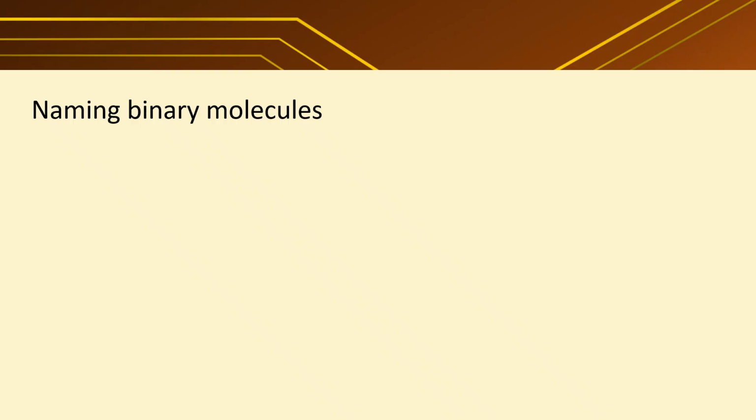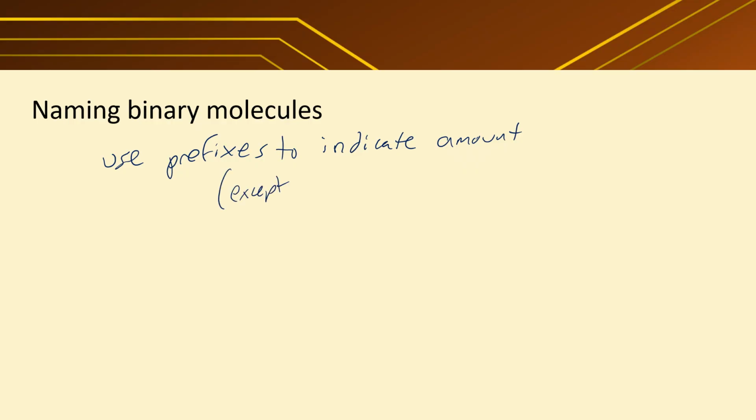Okay, so when you name a binary covalent compound or a binary molecule, there's certain rules to follow. You are going to use prefixes to indicate amount, with one exception. If you have only one of the first element in the compound, we don't use the prefix, except when there's only one of the first element.